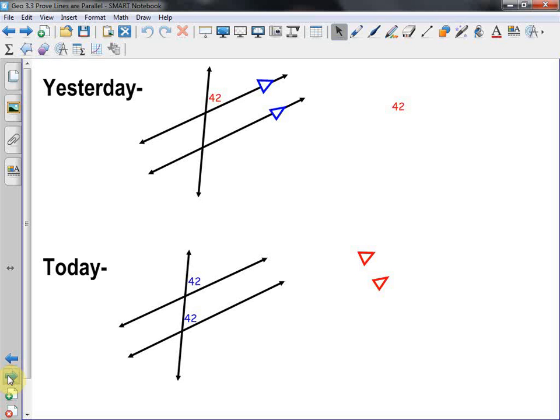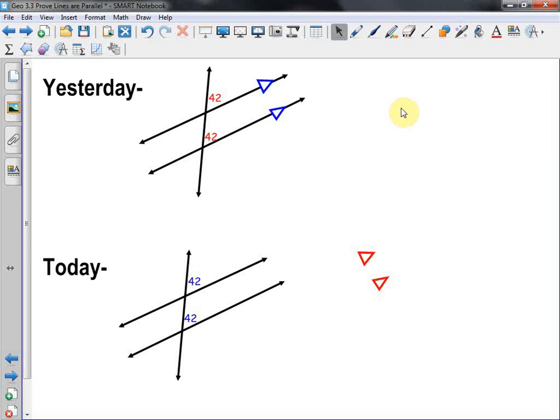If we have lines that are parallel, then what do I know about some of the angles? They're congruent, or the same. So this 42 could go here, right? What are those two angles called? Corresponding. So yesterday we learned that if the lines are parallel, then the angles are the same.